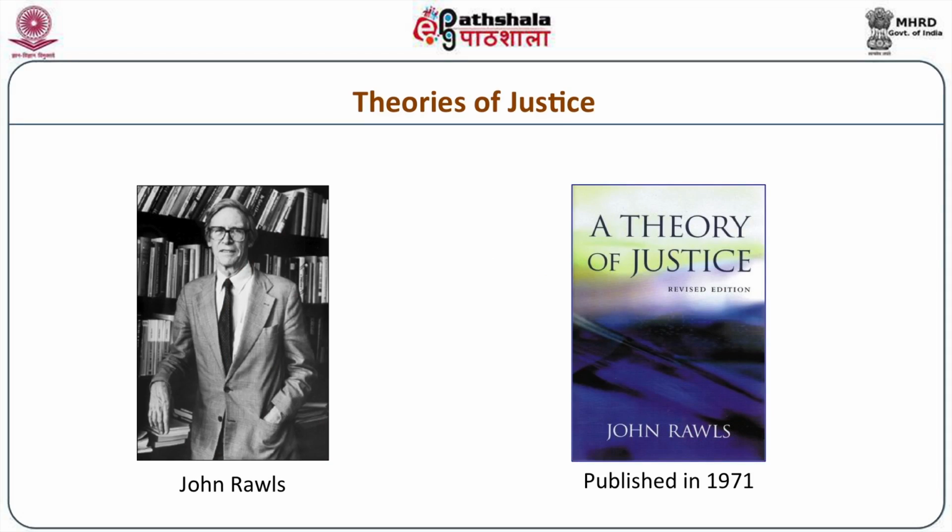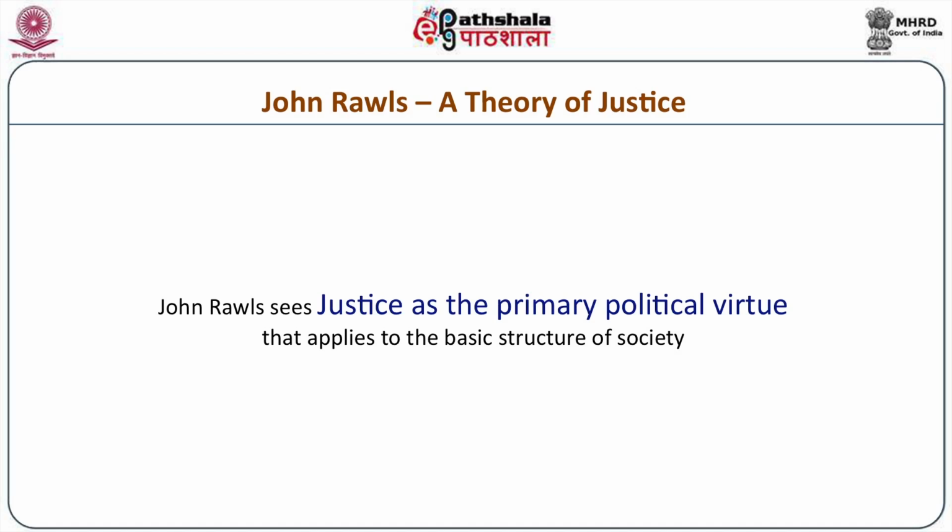John Rawls presents his theory of justice in a masterpiece that he published in 1971 called A Theory of Justice. John Rawls sees justice as a primary political virtue that applies to the basic structure of society. The basic structure refers to the basic political institutions of any society for that society to be regarded as a political community. Now, that basic structure has to be constructed in a moment of founding the political society, and the way in which the basic structure is constructed is the test according to which we see whether that basic structure is just and establishes just principles.